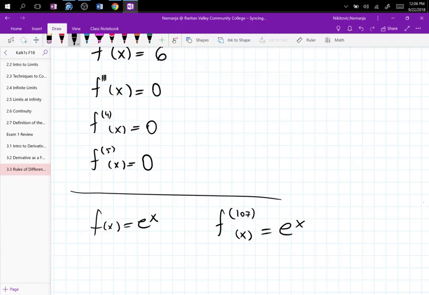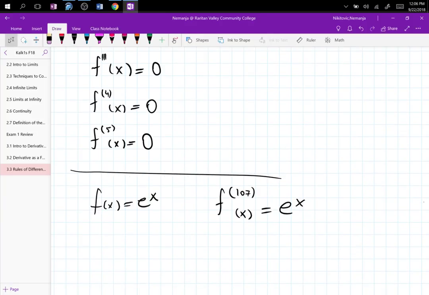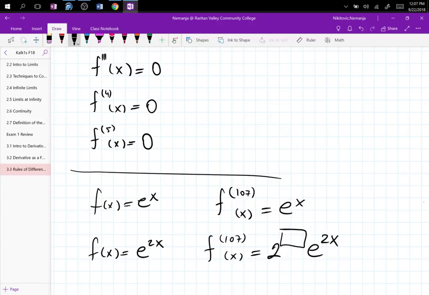So if you go and sit and actually take 107 derivatives, every time will be e to the x, e to the x, e to the x, e to the x without fail, right? Or what if I say the function f of x is equal to e to the 2x? What is in this case the 107th derivative? What do we want to do with this 2? What happens with it? Yeah, it goes in front.